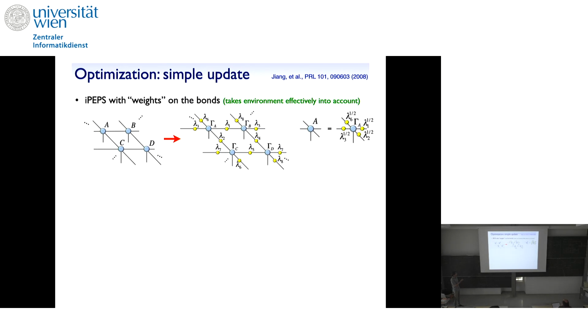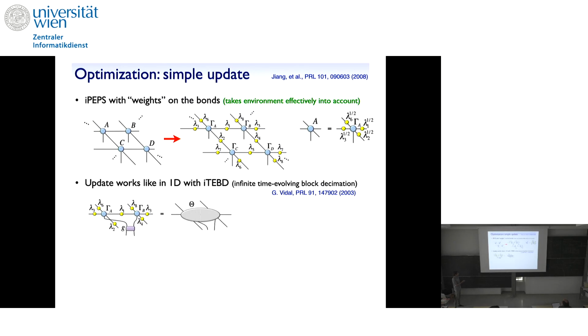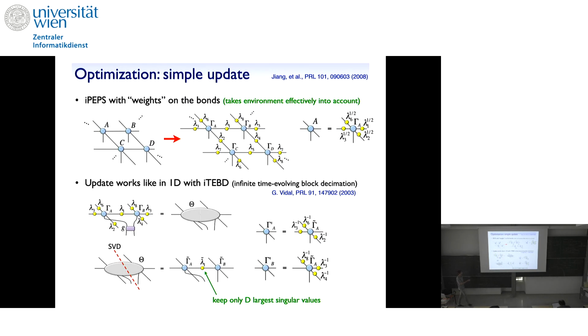So here's the simple update in 2D. We also work like in iTEBD in one dimension. We work with a representation with weights on the bonds, and then it really works very similarly as in 1D. So when we apply a two-body gate, we include all weights on the bonds, and then we use an SVD to split this tensor apart again, and in the end, we just extract the neighboring weights again. Again, unlike in 1D, this does not bring the PEPS into a canonical form or a Schmidt decomposition, but it just gives you approximately some effective environment.